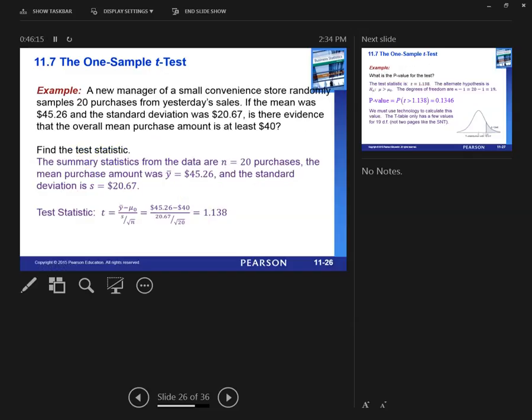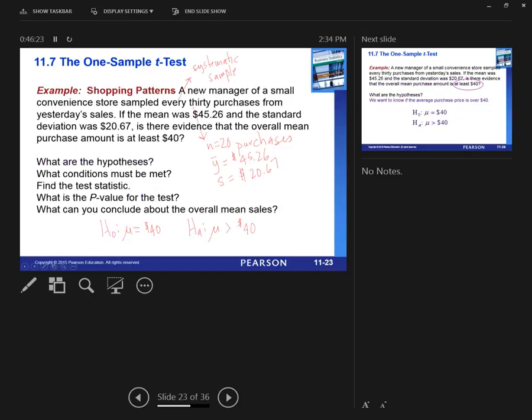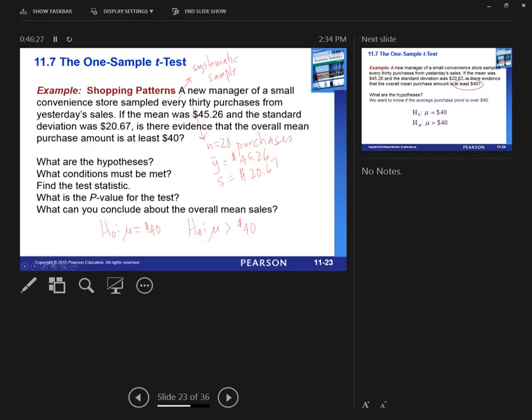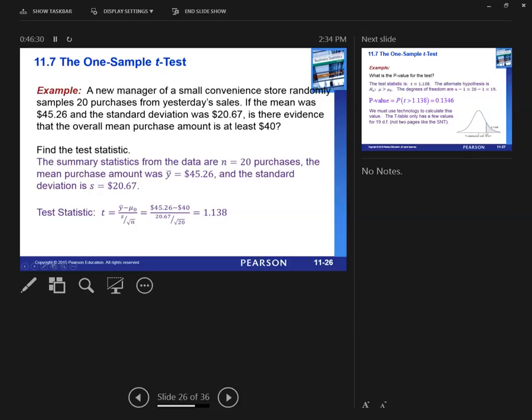First thing we do is get the test statistic, for which I gave you the formula. Did I give it to you? Yes, there it is. T is Y bar minus mu 0 over S over the square root of n. I'm going to plug it in. Y bar is the sample mean, that was the 45.26. Mu 0 is the mu from H0, which was the $40. This is our test value. And then S was the standard deviation of the sample, that's 20.67. And n is the sample size, which is 20.